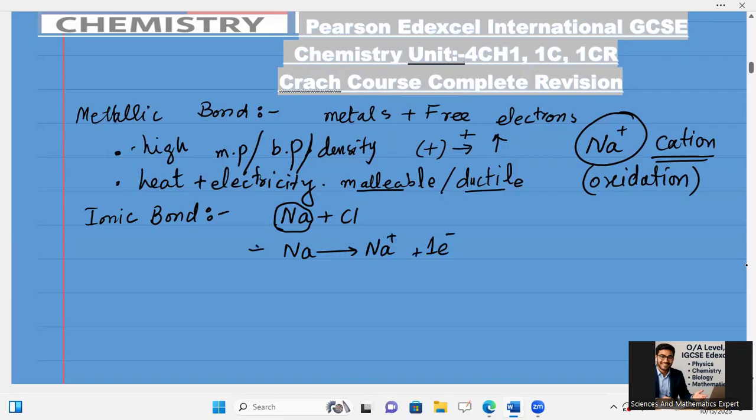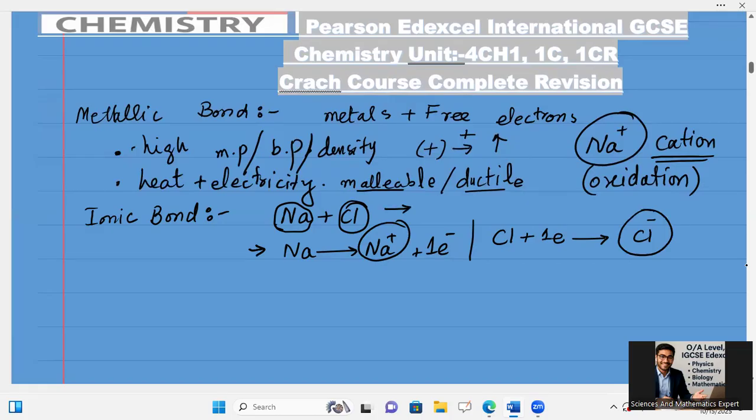This is the half equation of the reaction, which we will also discuss in electrochemistry a little bit. On the other end, the chlorine atom is going to gain one electron and be converted into a chloride ion, because chlorine belongs to the seventh group. It needs only one electron to complete its outermost shell. When this positive ion and this negative ion are taken together, the NaCl compound is formed.